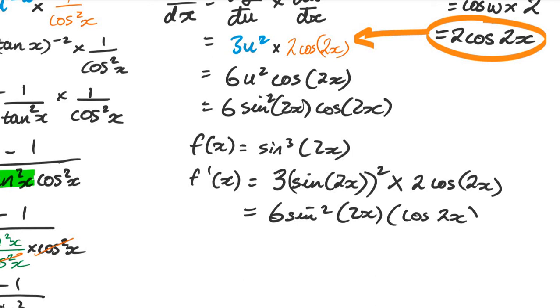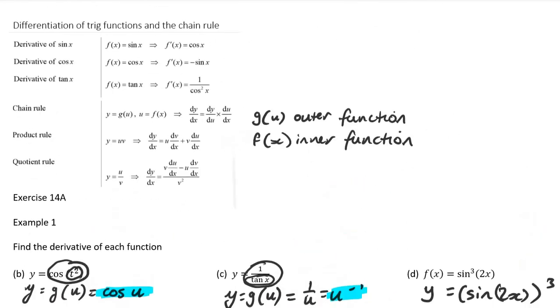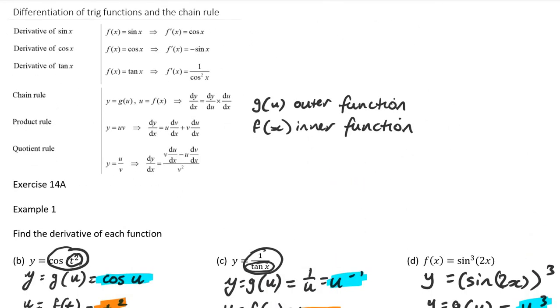So mastering that shortcut is really powerful. Okay, chain rule with trig functions, incredibly important. Okay, can you use that chain rule to differentiate any of those trig functions?